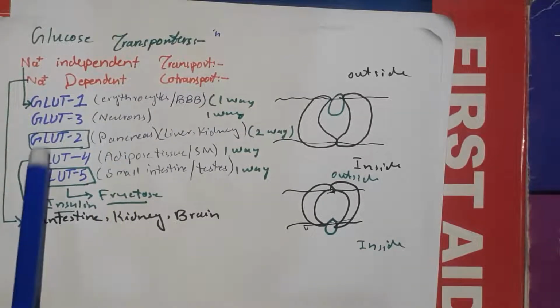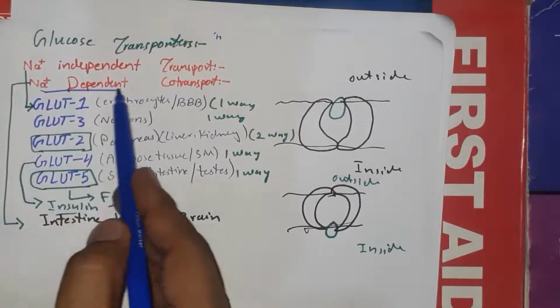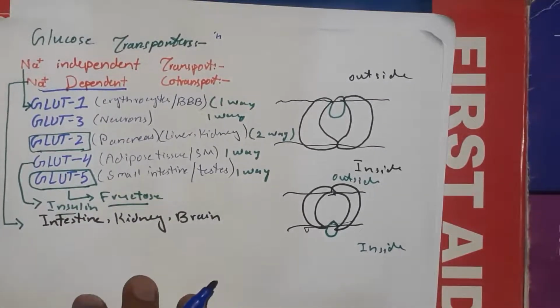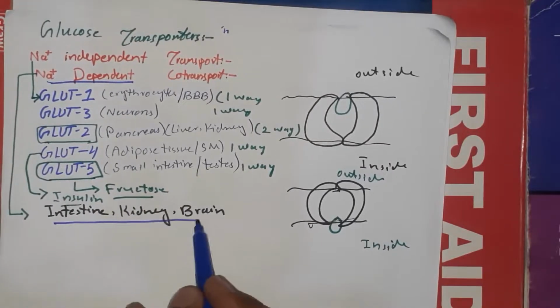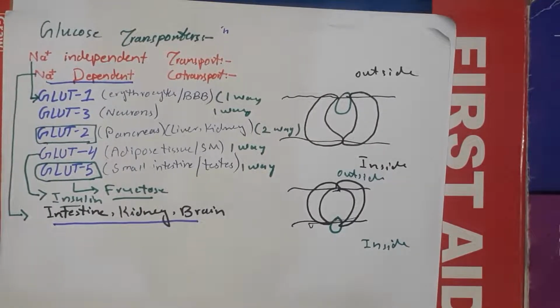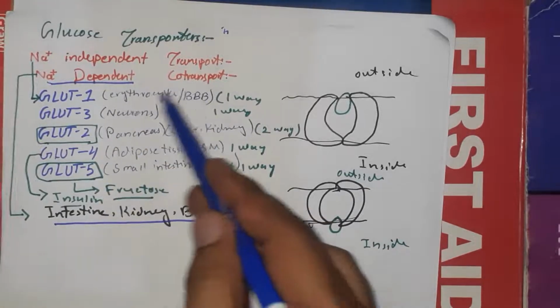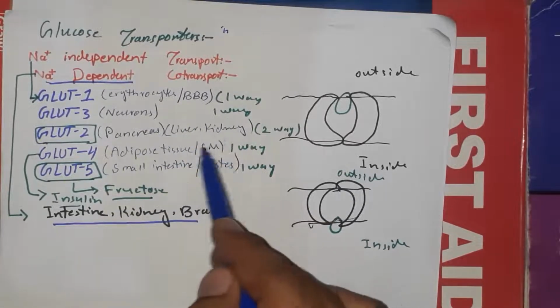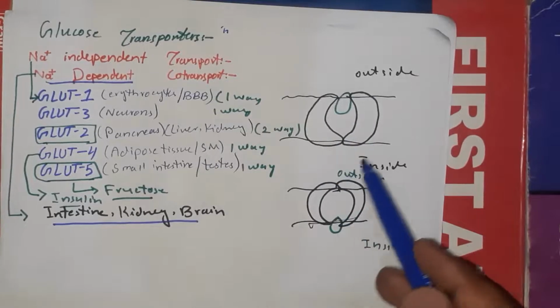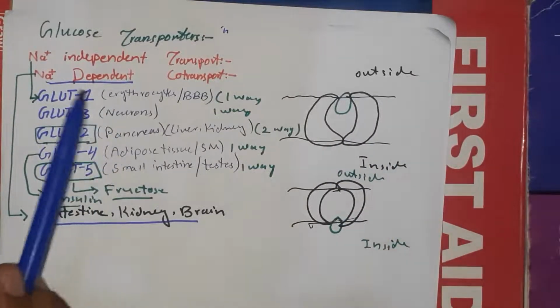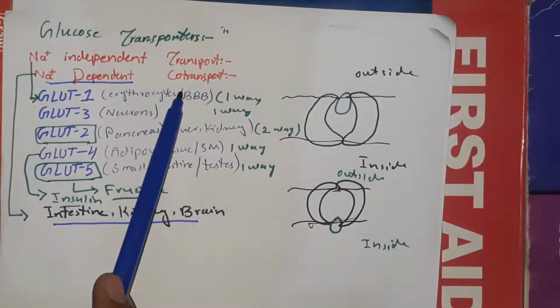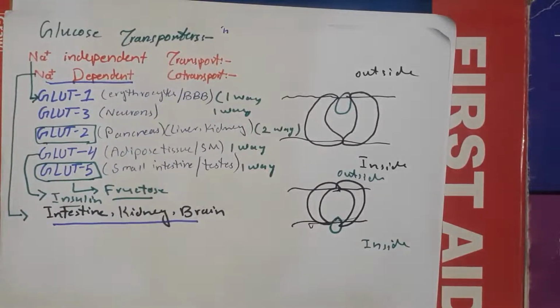The second type of transport of glucose is sodium dependent transport. And sodium dependent transport is basically co-transport, and it happens in intestine, kidney, and brain. All these five transporters are actually causing facilitated diffusion, as there is a transporter involved, but there is no consumption of energy in the form of ATP. But the sodium dependent transport is basically active transport, as energy will be consumed here.